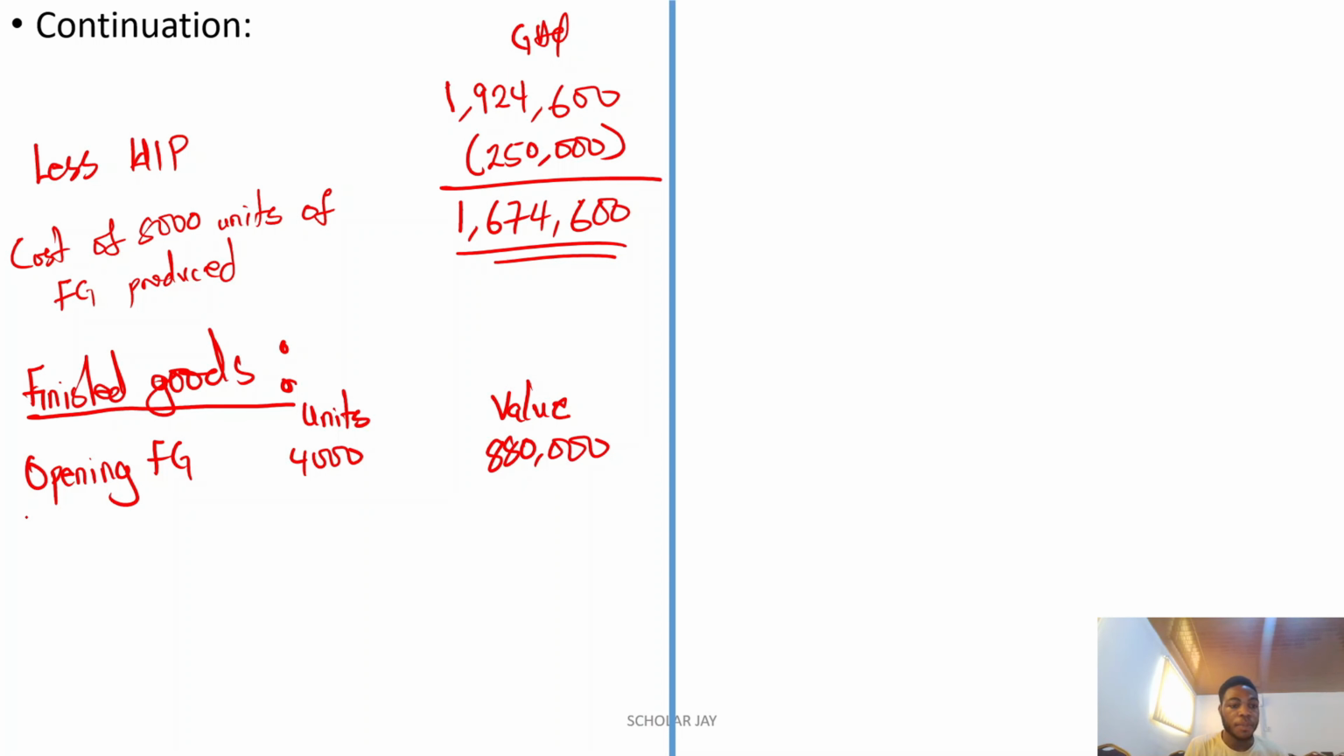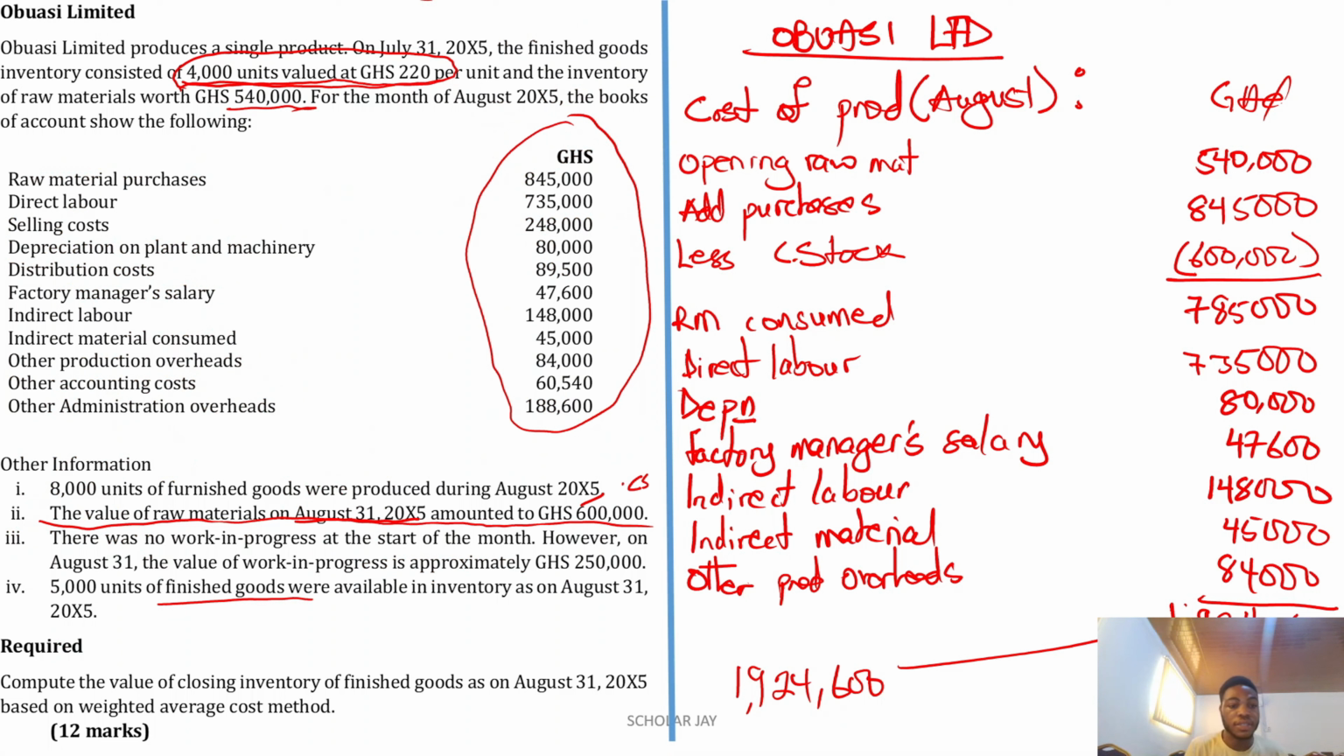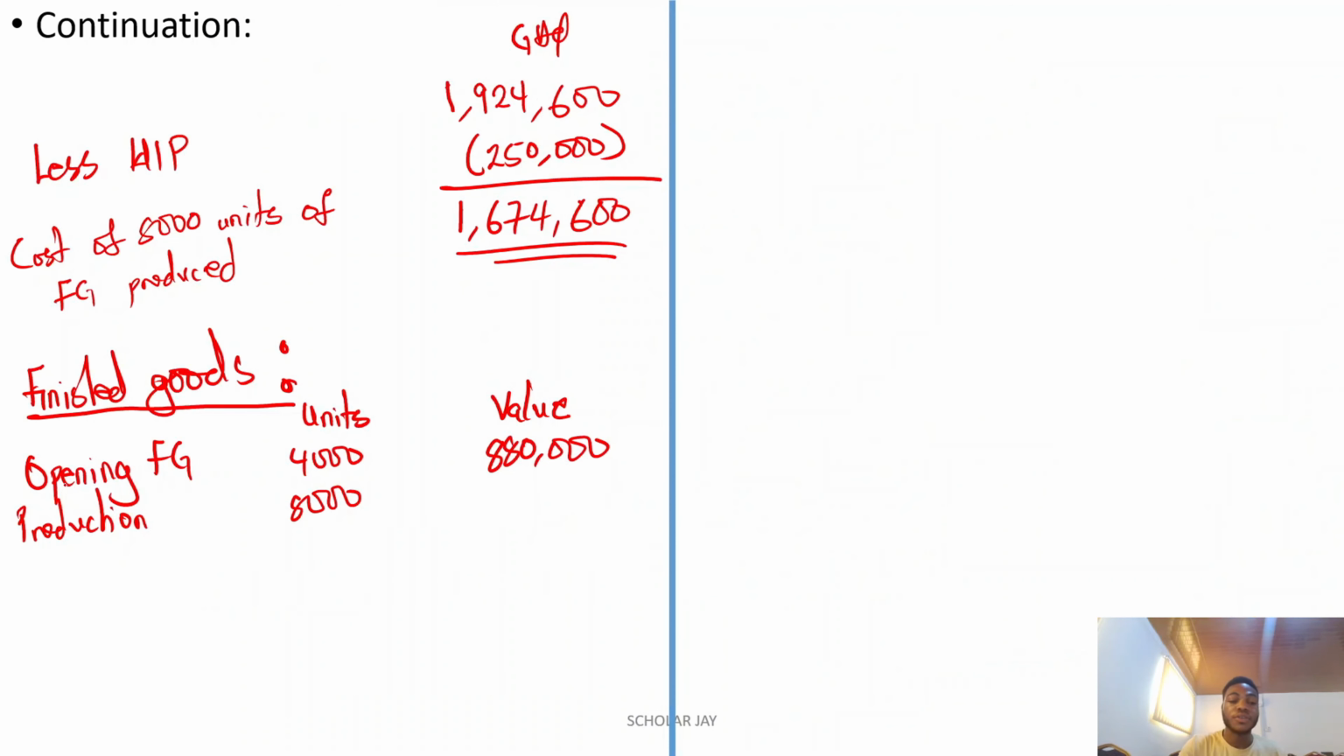And then the production for August actually, that is 8,000. They agree because it said it over here. This is it. It mentioned it over here, 8,000. Additional information 8,000, right? So 8,000. And then what was the total cost? The total cost was what? 1,674,600.